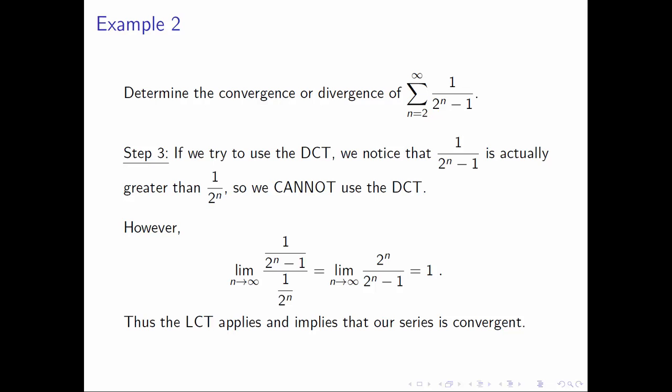And again, 1 is a perfectly good number. It's between 0 and infinity. And we can therefore apply the limit comparison test to conclude that the series we were given here is also convergent.